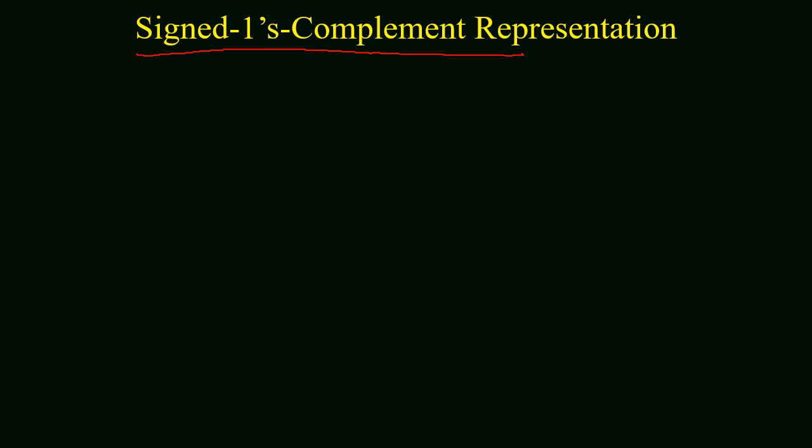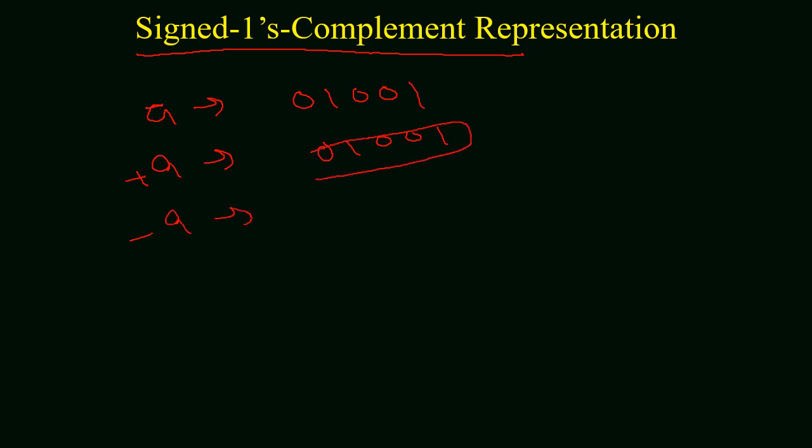This method is used to represent a negative number in binary form. Let's say we have the number 9, which is given by 0, 1, 0, 0, 1 in unsigned form. In signed form, plus 9 will be the same as 0, 1, 0, 0, 1, and for minus 9 we will take the 1's complement of 0, 1, 0, 0, 1, and this will be 1, 0, 1, 1, 0. The 1's complement can simply be found by inverting all the bits. 1's will be changed into 0 and 0's will be changed into 1.